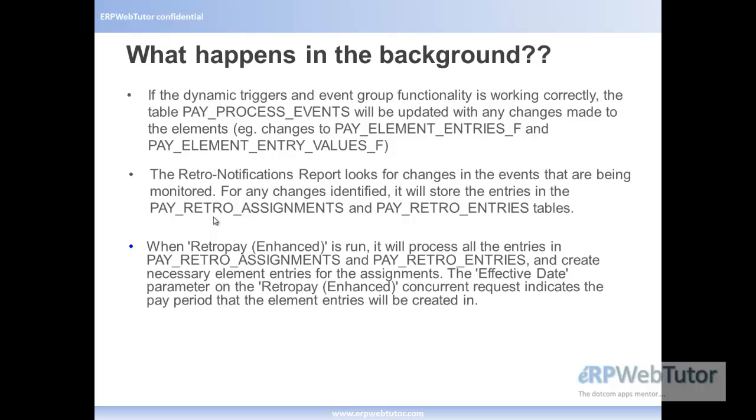And so when the Retropay process is happening, it is going to look into those two tables. It sees the information sitting in those two tables, and it will create the necessary element entries for the assignments. Now the effective date, the parameter on the Retropay concurrent request, indicates the pay period that the element entries will be created in.